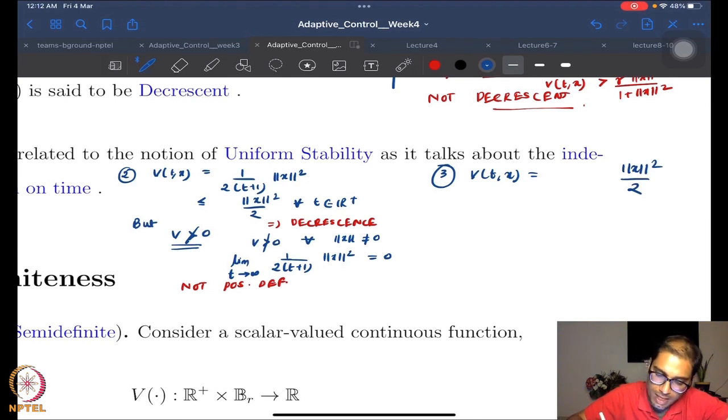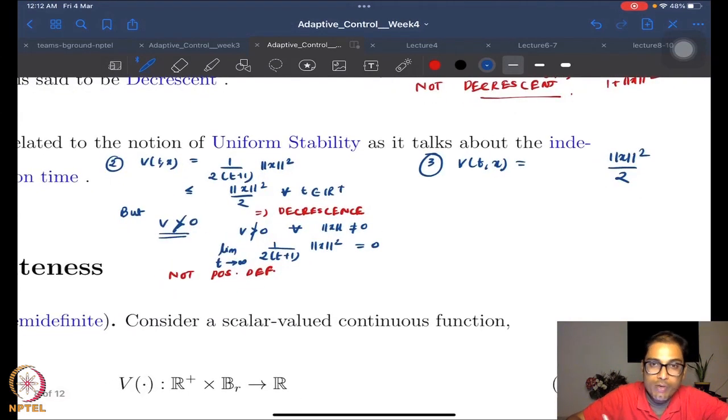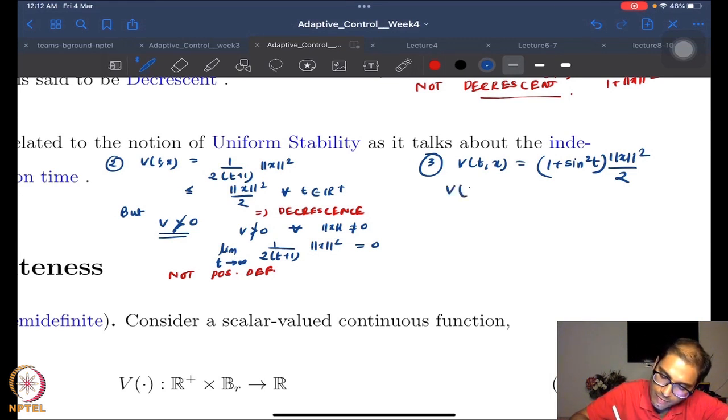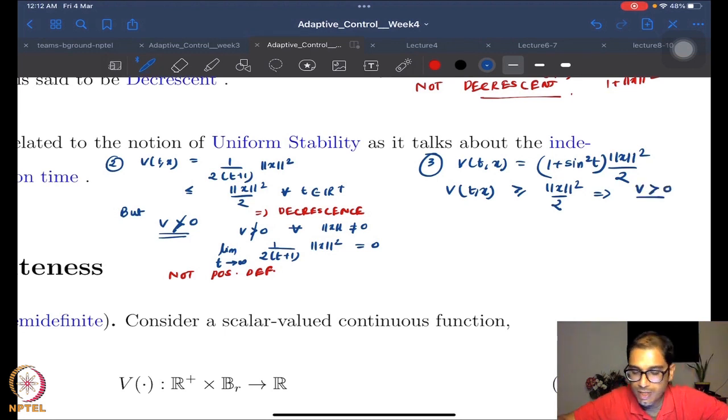And I will take a bounded function of time, something like 1 plus sine squared t. So what do I know about this V(t,x)? I know that V(t,x) is definitely greater than or equal to norm x squared by 2, which implies V is positive definite, because I could find a lower bounding class K function. This is true because the lowest value the sine squared term can take is 0. The largest value is 1, but the lowest is 0. And so V dominates this class K function. Simple. So this becomes 1.